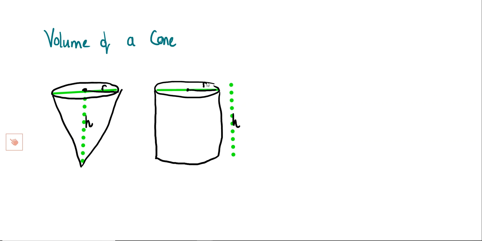And what we noticed was that if I fill up the cone and pour that volume of the cone into the cylinder, how many times was it done? Three. Okay. So we need to do this times 3 to give me the cylinder.